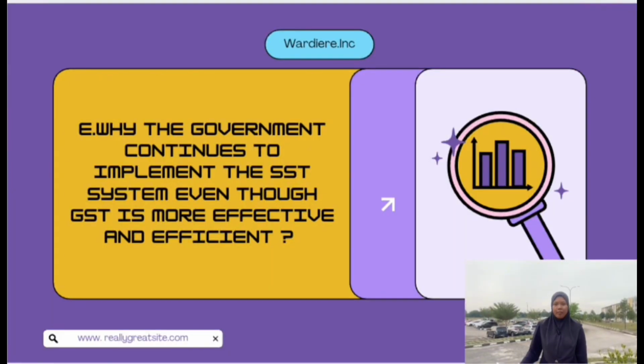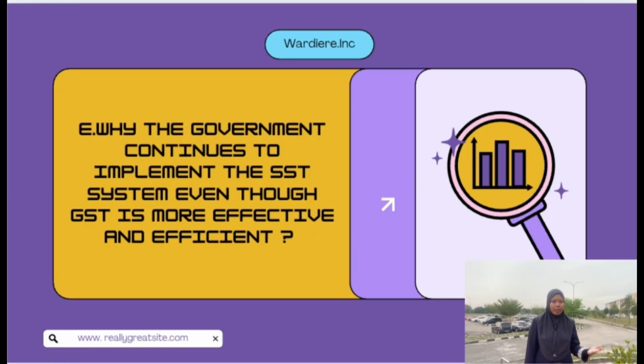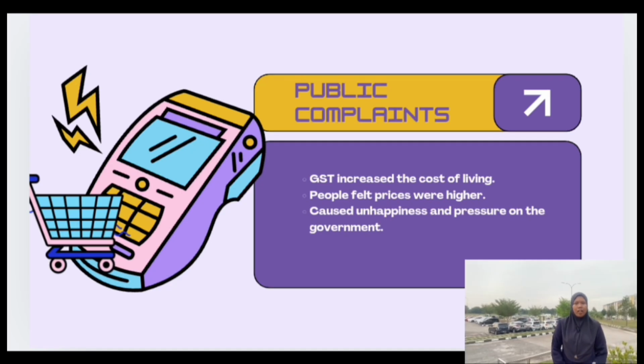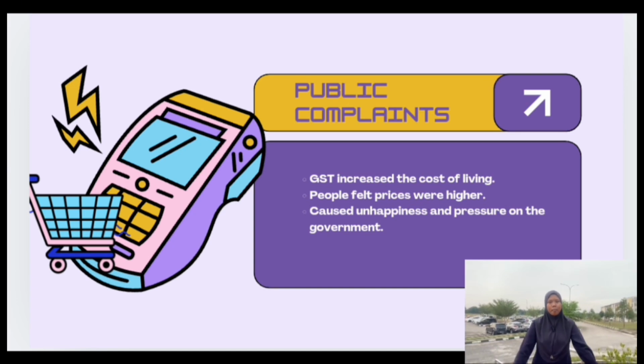Hi everyone. Even though the GST system is more efficient and effective, the government continues to implement the SST system mainly due to concern from the public, small businesses and the current state of the economy. For public reaction to GST, when GST was first introduced, many people complained that it caused prices to go up. Even though GST is more transparent, the public felt that their cost of living increased. This dissatisfaction led to pressure on the government to change the system.